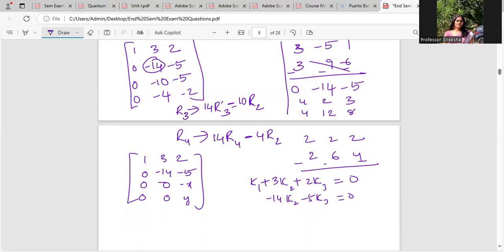Now you see here, there's some non-zero value obviously here. Why? Because 5 I've multiplied with 14 and the other 5 multiplied with 10. So obviously this is a non-zero value associated with K3 here, some other non-zero value associated with K3 here. So finally, what does this conclude? This concludes that K3 is equal to 0, right? Both the equations conclude that K3 is equal to 0. So substitute K3 is equal to 0 and proceed further.